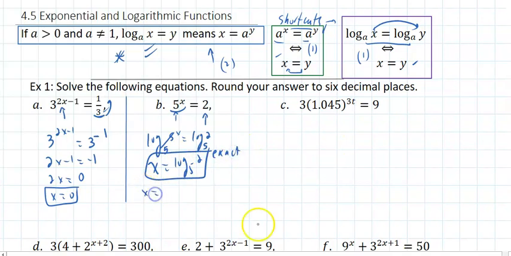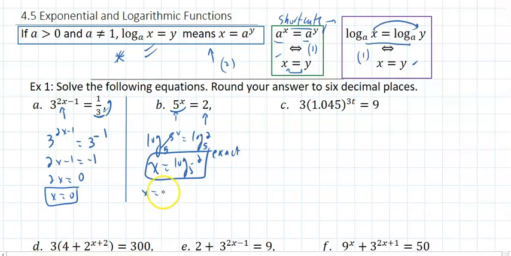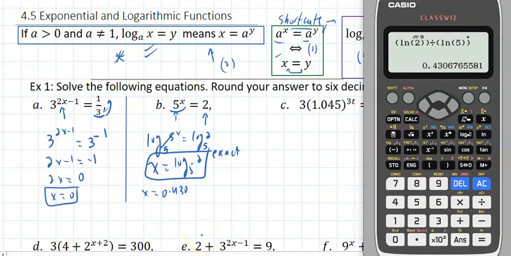If they want an approximation, I need my calculator. I'm going to take natural log of 2, and I could use the shortcut on my calculator. I want to use what's in your calculator first until we get the hang of this. Divided by natural log of 5, change of base, 0.430677.